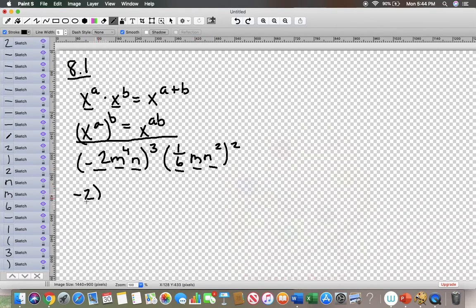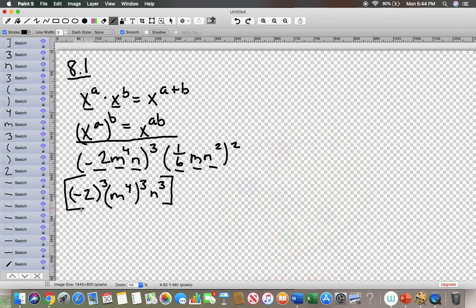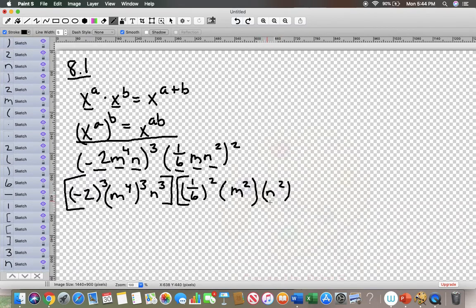So here we go. Negative 2 has to be cubed. M to the fourth has to be cubed. N has to be cubed. Well, that one's easy. That one's just going to be n. So I've got this first set over here complete. Let's get these ones over here. 1/6 has to be squared. That square applies to every single thing inside. That m needs to be squared. N squared also will go to the second power.